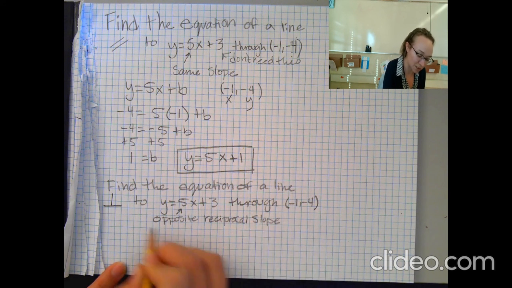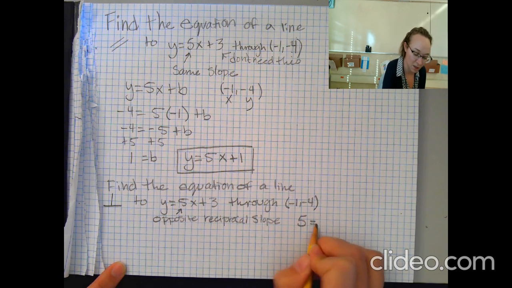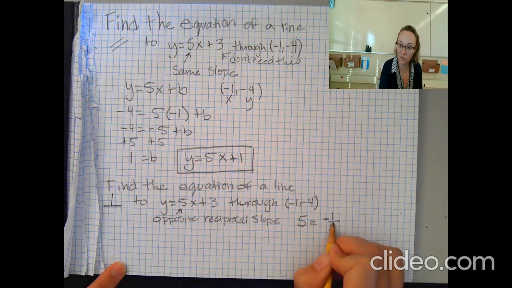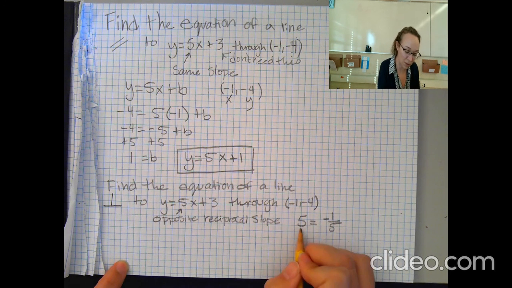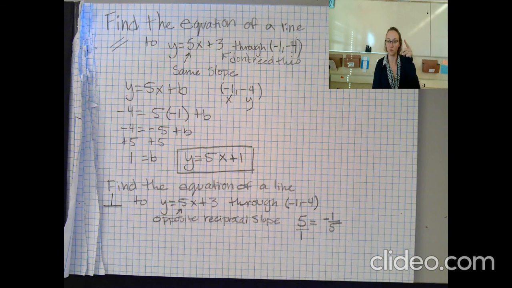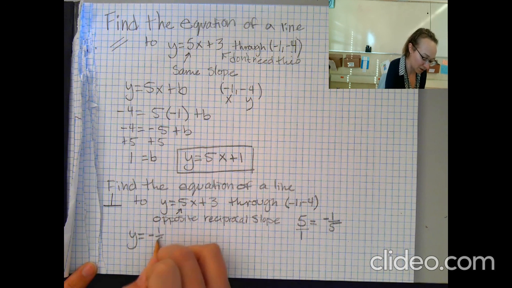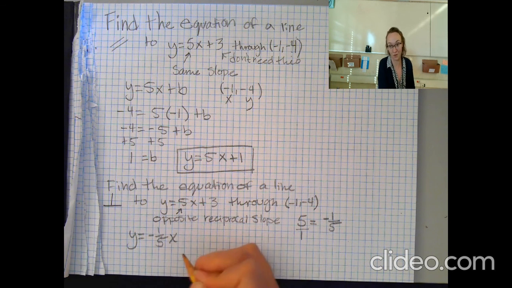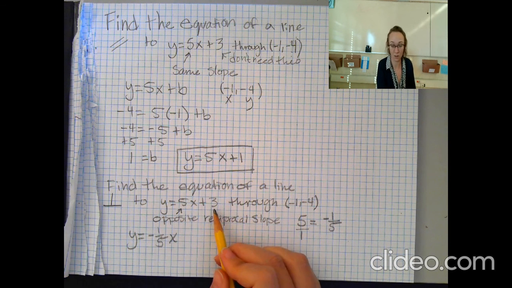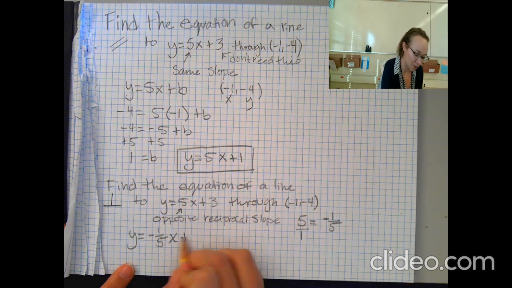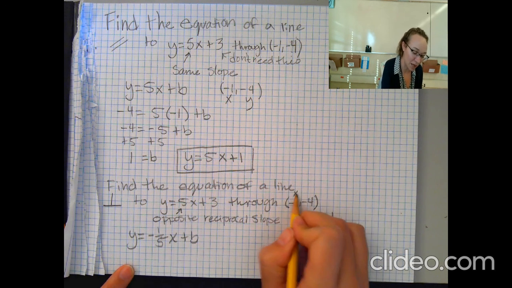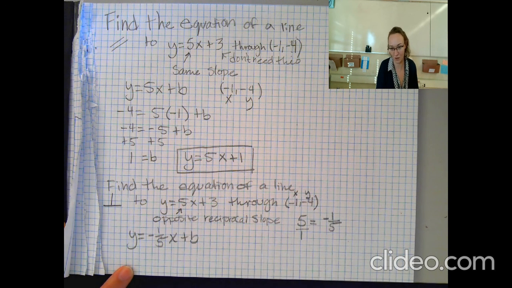So what's the opposite reciprocal of 5? -1/5. Because 5 is sort of like having 5/1. You flip it, you make it negative. Okay, so now I have y equals negative 1/5 x, and I need to figure out what my new b value is. It's not going to be plus 3. I mean, maybe it is, but that would be a weird coincidence. So plus b. And now I'm going to plug in my x and my y from that extra point.